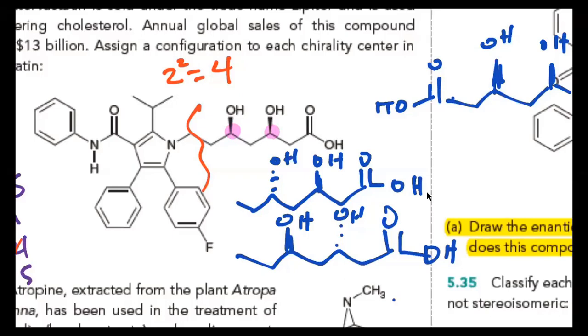So now, do you see how we have a total of 4? We have the mirror image, and then we have 2 diastereomers. Are you following? Now, I will cash app you lunch money, the first person to tell me what the relationship is between the 2 diastereomers.